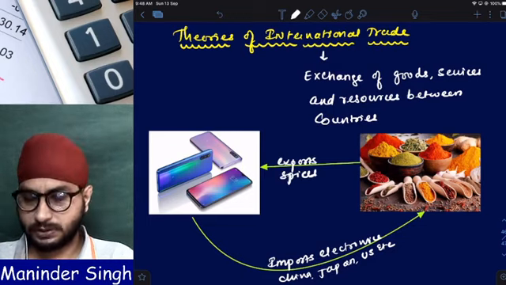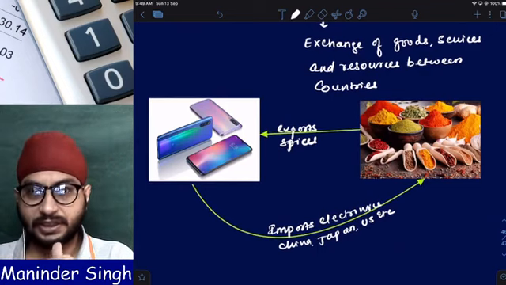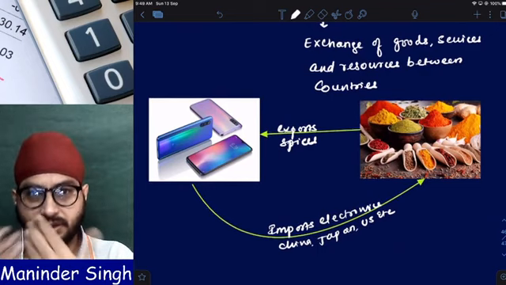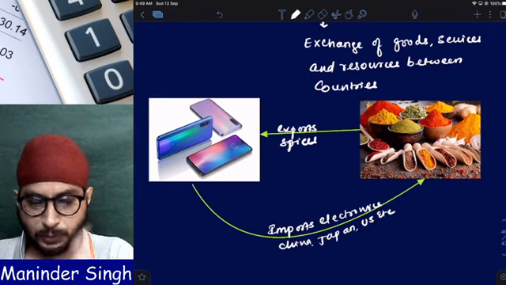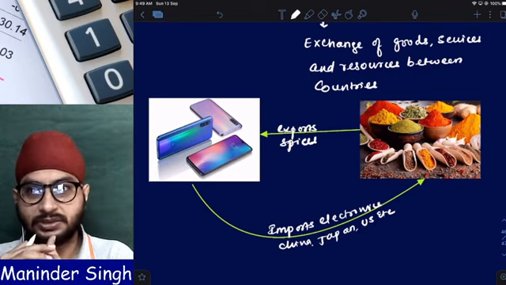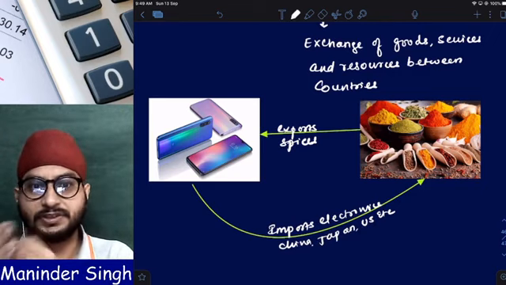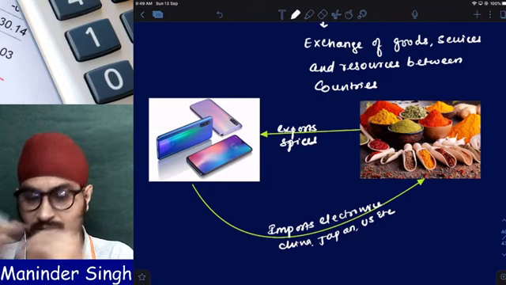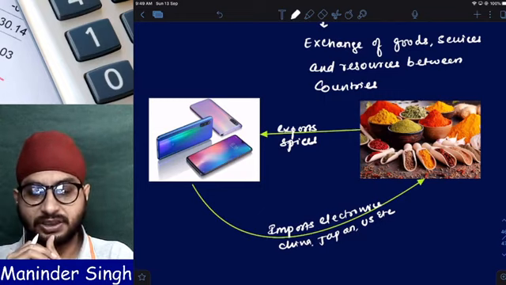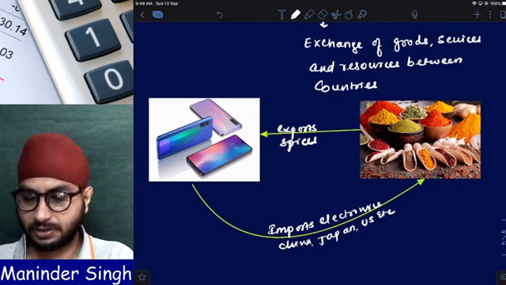throughout the world. Clear? So in simple words, is India importing something from other countries? Yes. Is India exporting something to other countries? Yes. This exchange of goods, services and resources is called as international trade. Clear?